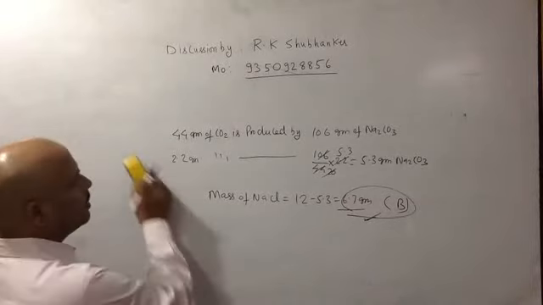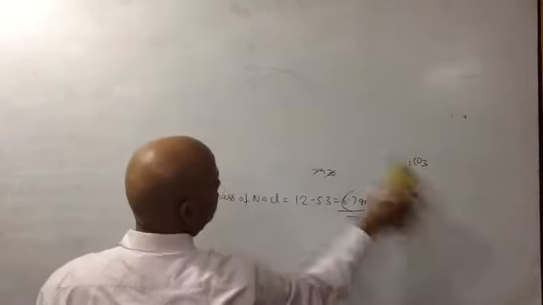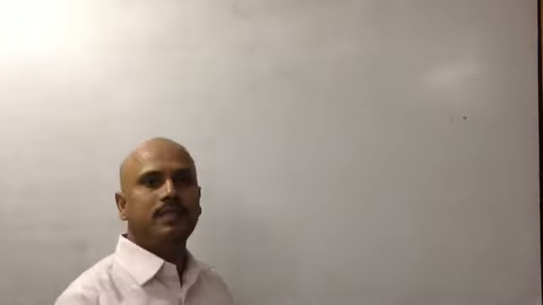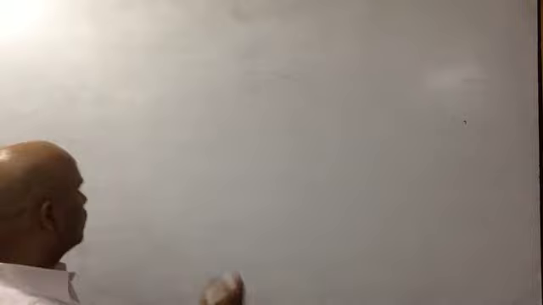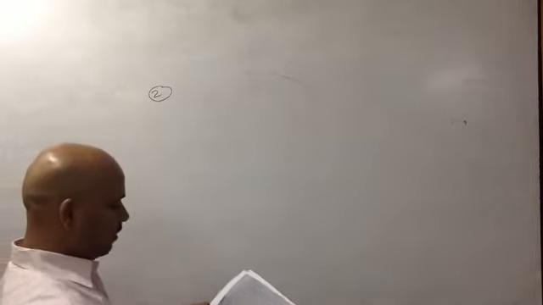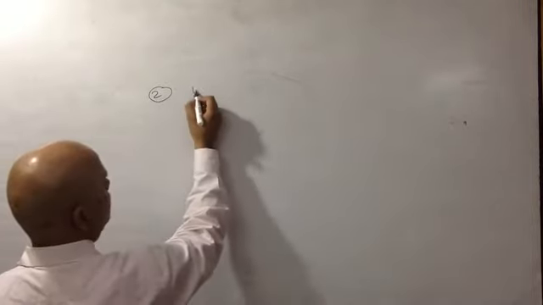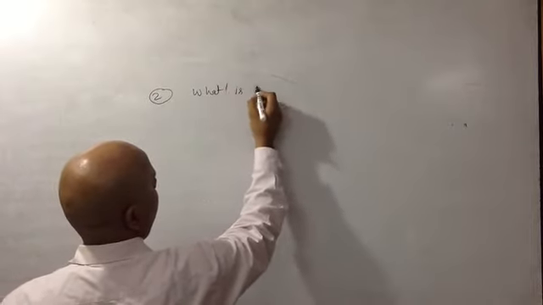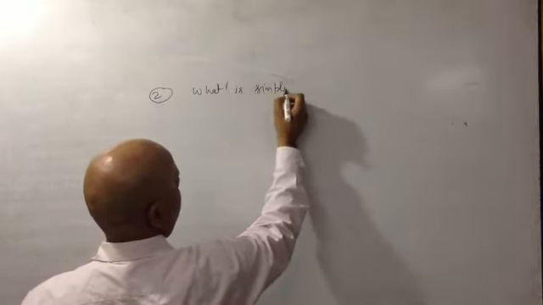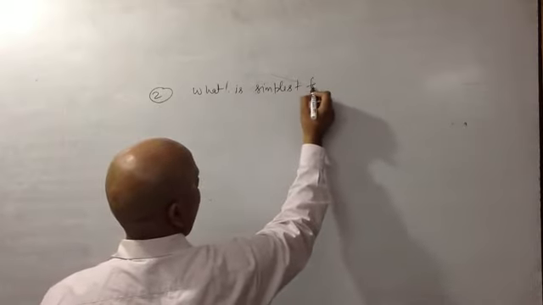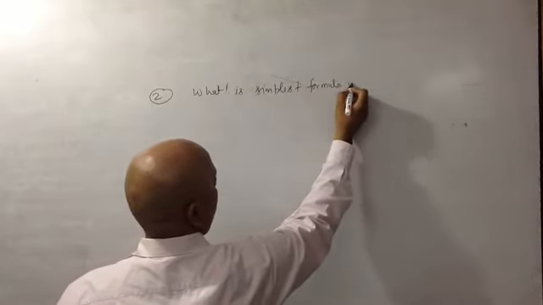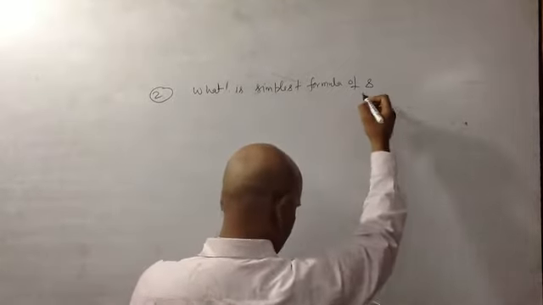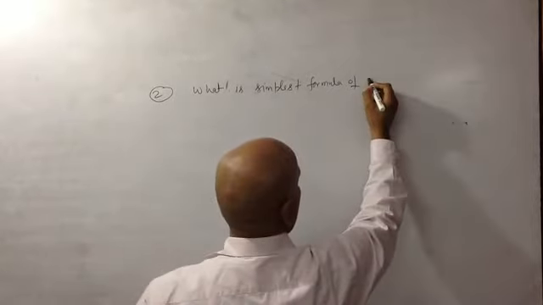I'll just write one or two words of each question, or I'll just recite, because some of you might not have the same code which I am discussing. Question number 2 in my code is: what is the simplest formula of silicon oxide? Oxide of silicon.